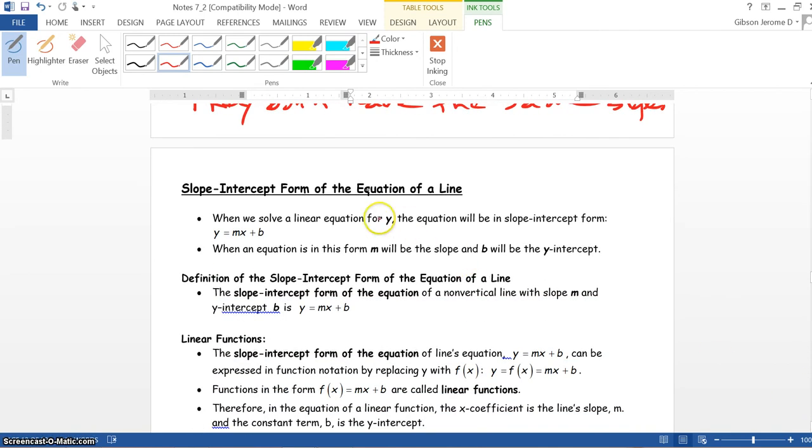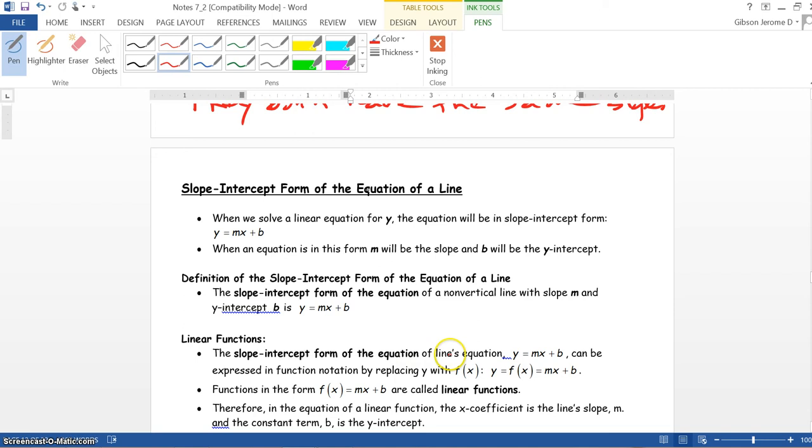Now, we scroll down here, slope-intercept form of the equation of a line. It says when we solve a linear equation for y, the equation will be in slope-intercept form, y equals mx plus b. When the equation is in this form, m will be the slope and b will be the y-intercept. The definition of the slope-intercept form of the equation of a line: the slope-intercept form of the equation of a non-vertical line with slope m and y-intercept b is y equals mx plus b.